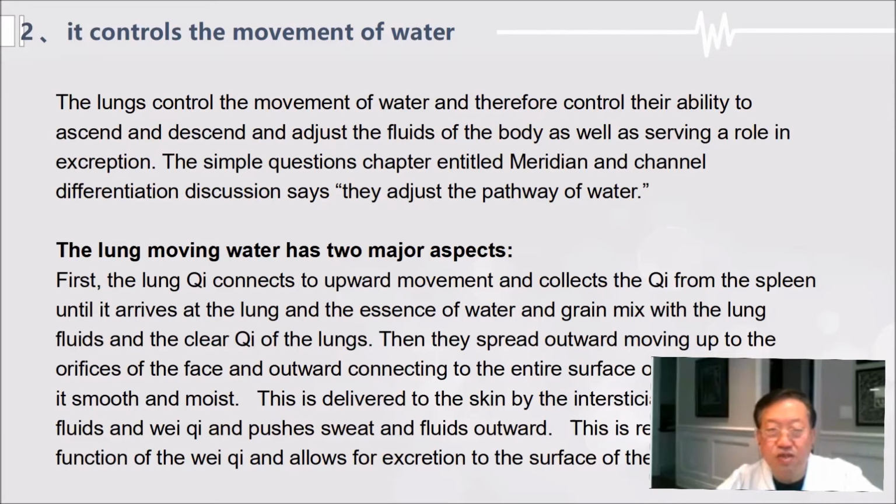This is delivered to the skin by the interstitial fluid tissue via the fluids and wei qi, and pushes sweat and fluids outward. This is related to the function of the wei qi and allows for excretion to the surface of the body.